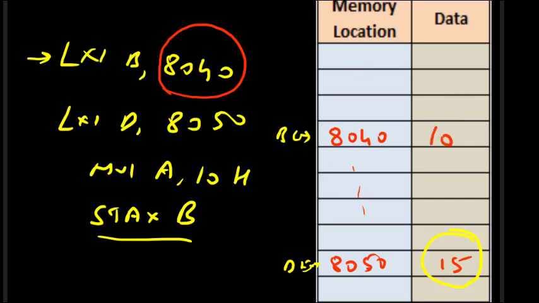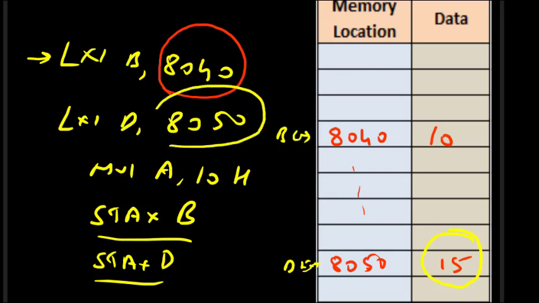Okay. Now suppose I write here STAX D. This instructs the microprocessor to store the content of register A to a memory location. Which memory location? Because here it is D, it will store to the DE pointer. So the DE pointer is here, and of course this will also become 10. So this is how we have LDAX and STAX.